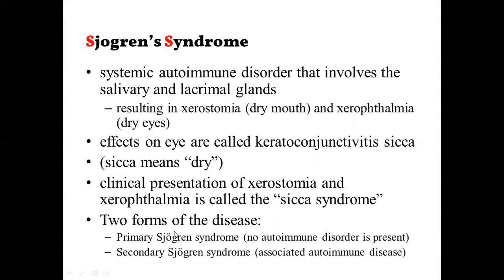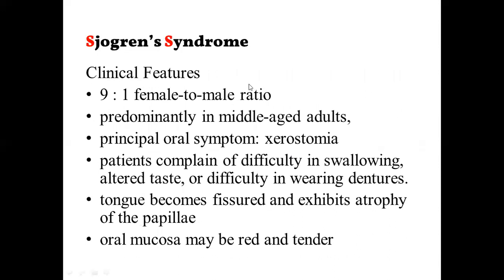There are two forms of this disease, the primary Sjögren's syndrome, which is not associated with another autoimmune disorder, or the secondary Sjögren's syndrome, which is associated with an autoimmune disorder. Okay, so primary Sjögren's syndrome, secondary Sjögren's syndrome. Clinical features, this is common in females with a 9:1 female to male ratio, and usually in middle-aged patients. The principal oral symptom of Sjögren's syndrome is oral dryness or xerostomia.